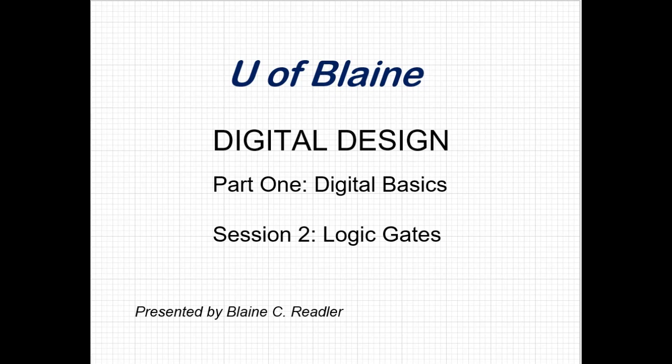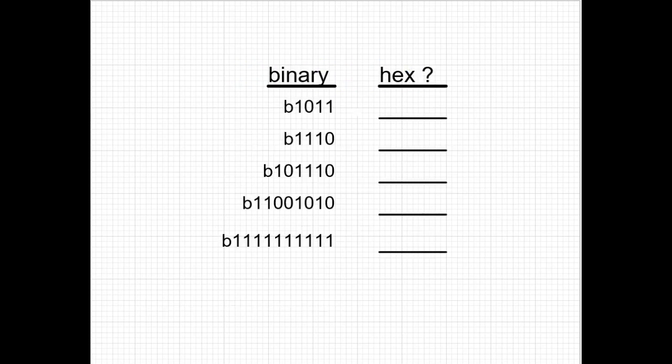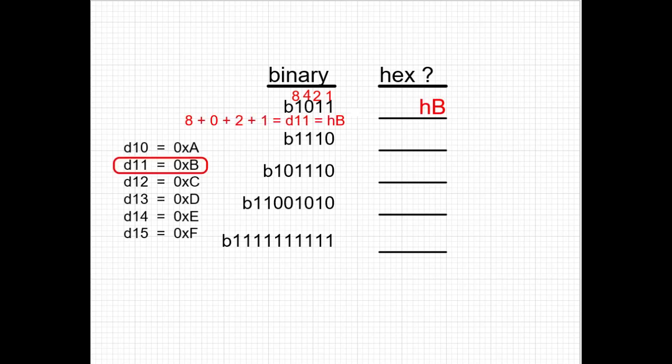We begin by reviewing the answers from last session's exercise. We are converting binary values to hexadecimal. From the binary weighting factors, we see that 8 plus 2 plus 1 is decimal 11, which translates to hex B, which I'll write as 0xB.